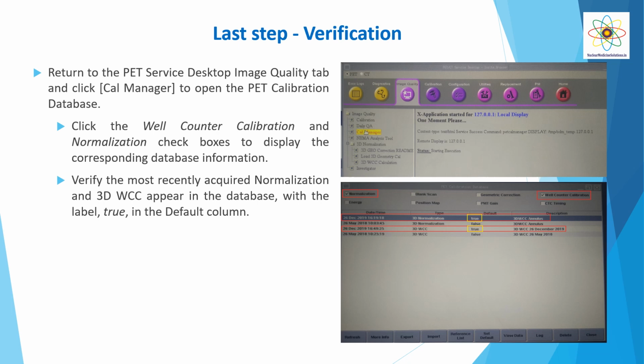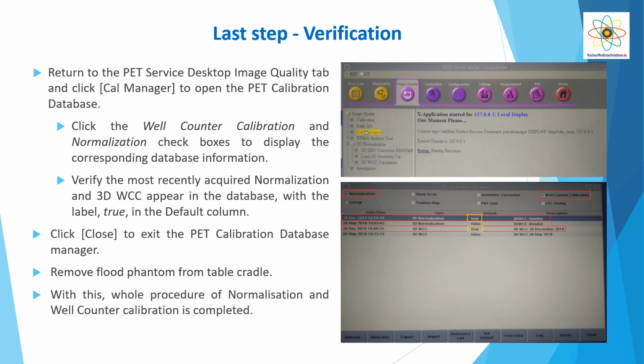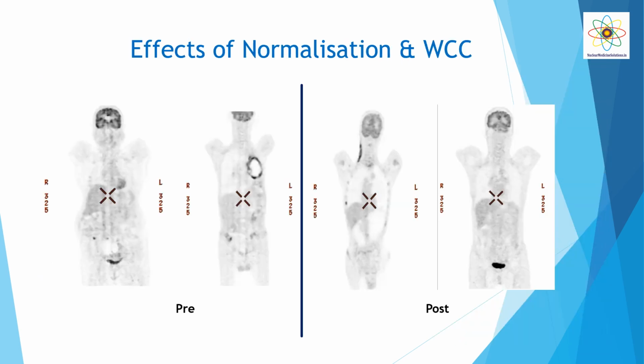Now as a last step of verification, return to PET service desktop image quality tab. Click Cal Manager now to open the PET calibration database. Click the well counter calibration and normalization checkboxes to display the corresponding database information. Verify the most recently acquired normalization and 3D WCC appear in the database with the label true in the default column. Click close to exit the PET calibration database manager. Remove flood phantom from table cradle. With this, the whole procedure of normalization and well counter corrections is completed.